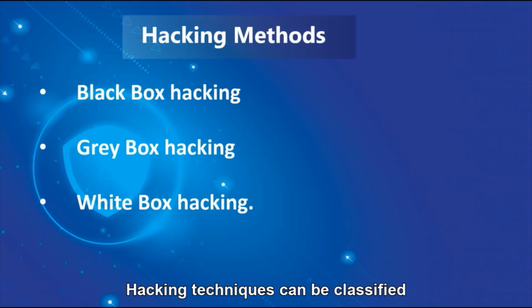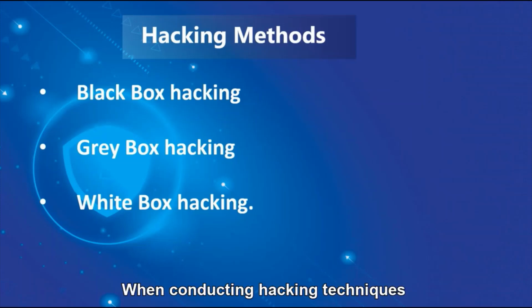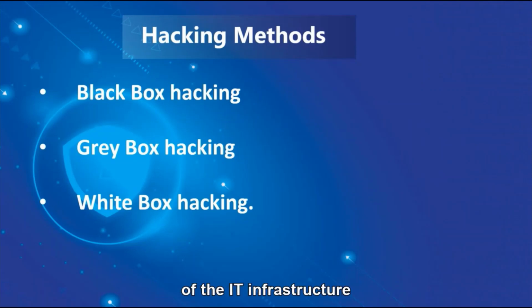Hacking techniques can be classified into 3 different colors. And these colors simplify things for our understanding and learning. The first color will be black, and the normal industrial term will be called black box hacking. When conducting hacking techniques in a black box environment, the hackers have zero knowledge of the IT infrastructure in the system. In this environment, the most effort will be required, and a lot of tools and software will be used. The time to handle and break into such environment will be the longest.